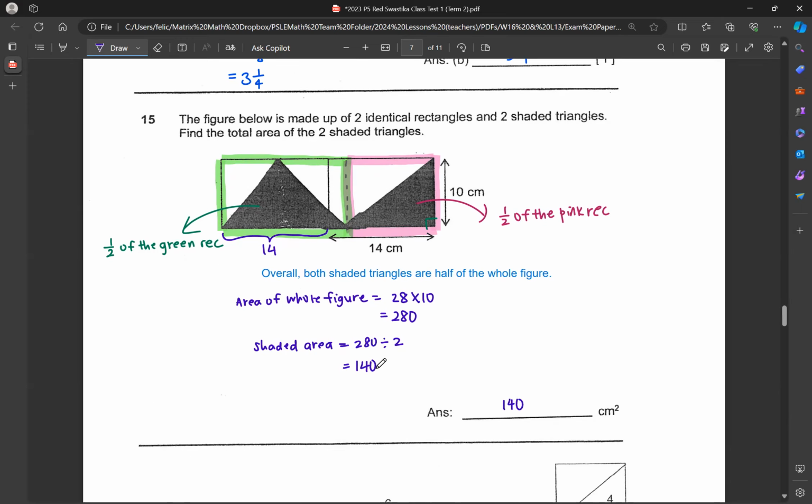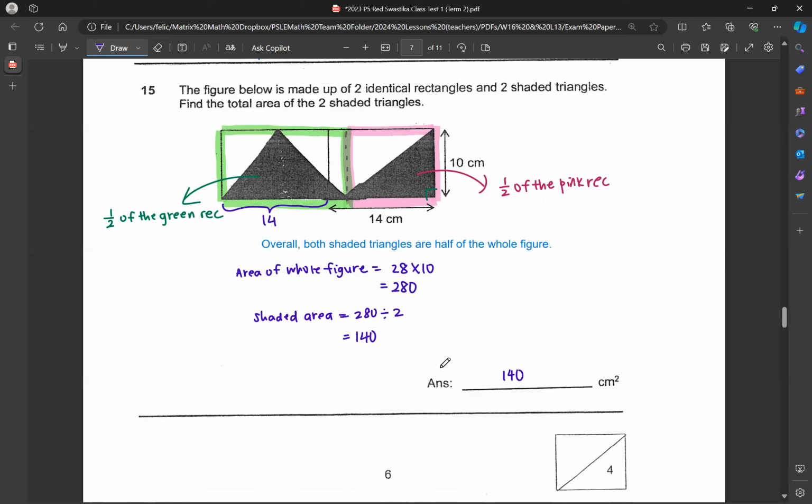So notice that I managed to solve this without having to work out the individual areas of these two triangles. I straight away found the total area of both shaded triangles by relying on the half logic. Alright, so in cases like that, it is impossible to work out the individual areas of these two triangles anyway. Because if you see the first triangle, I know nothing about the base. I don't know how many cm the base is. Same for the second triangle, I don't know how many cm the base is here. Okay, so yeah, this is how you solve this, a little bit more challenging.